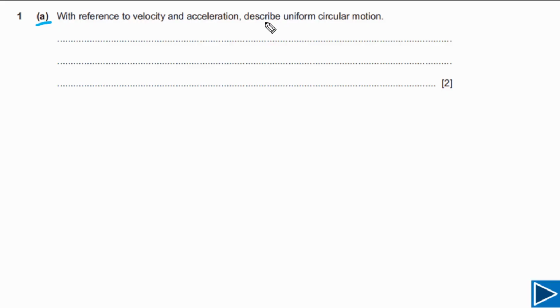For part A, the question is asking us to describe uniform circular motion with reference to velocity and acceleration. It simply means that we need to describe uniform circular motion using the concepts of velocity and acceleration. First of all, let's understand in a very simple way what is uniform circular motion, or simply what is UCM. Uniform circular motion simply means that the speed of the object is constant. When the body is doing circular motion, its speed does not change. So this is the main concept we have.